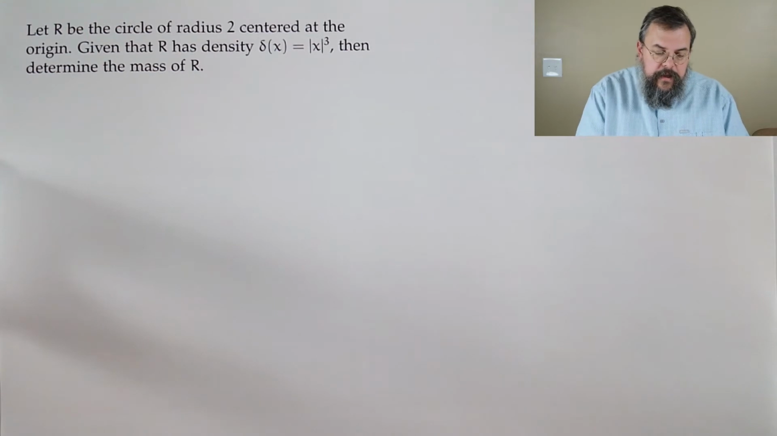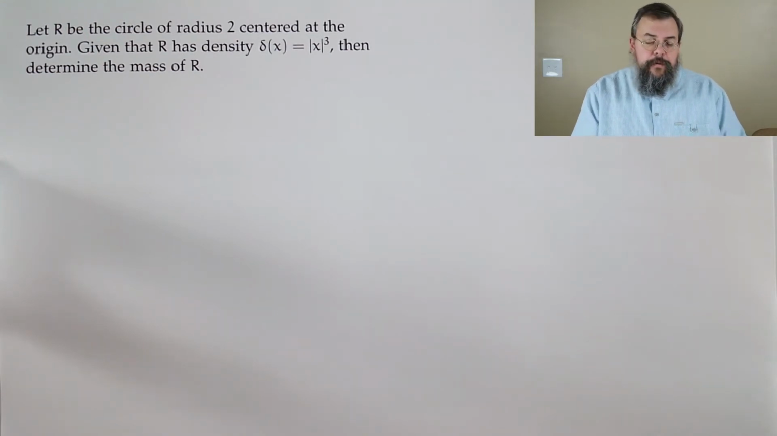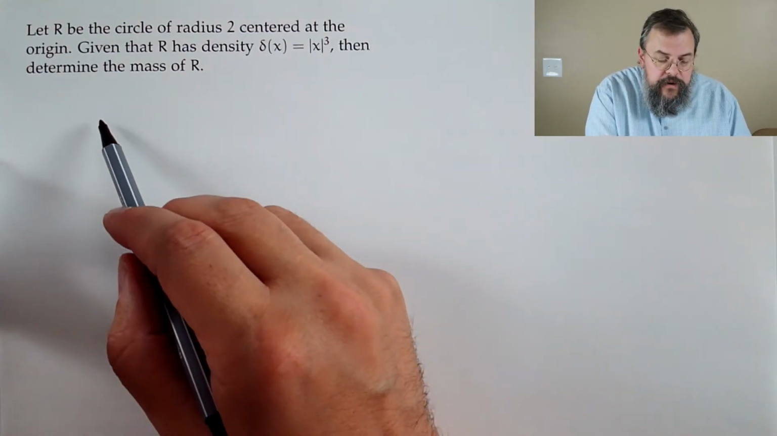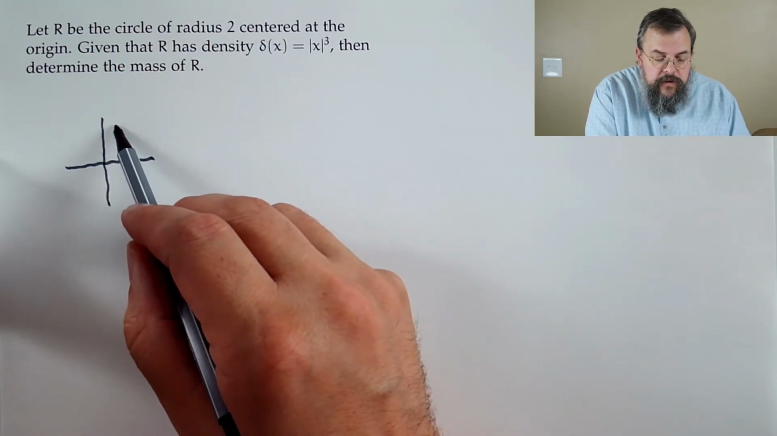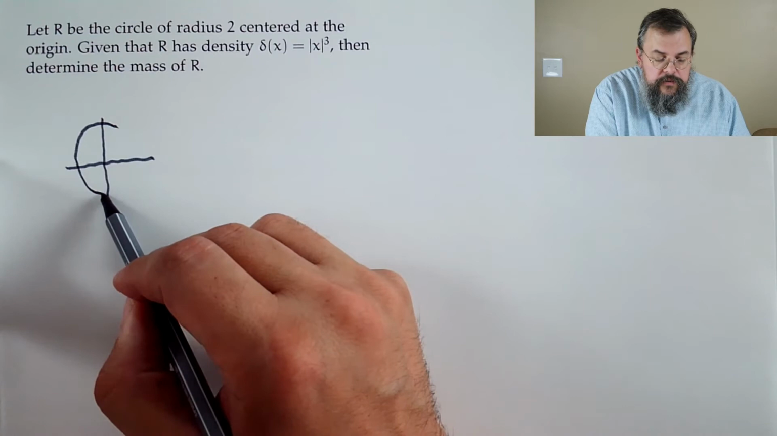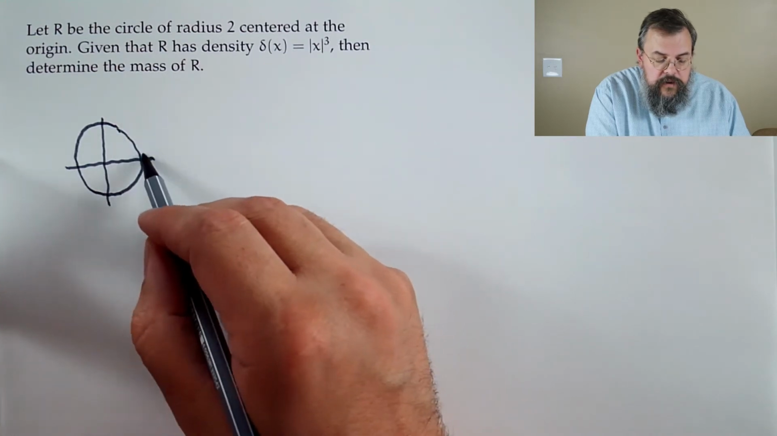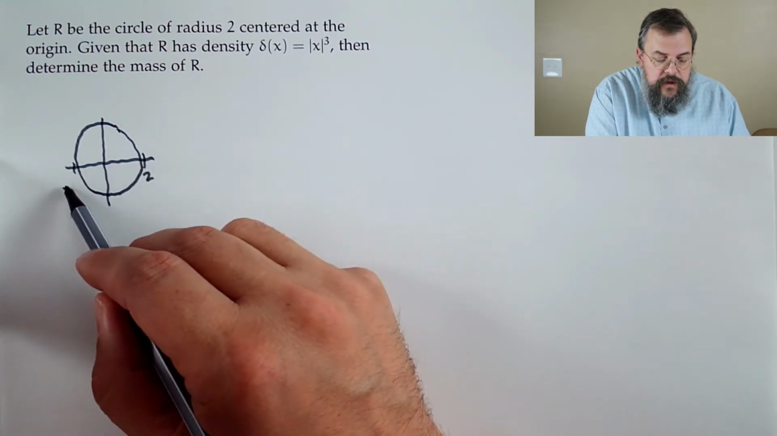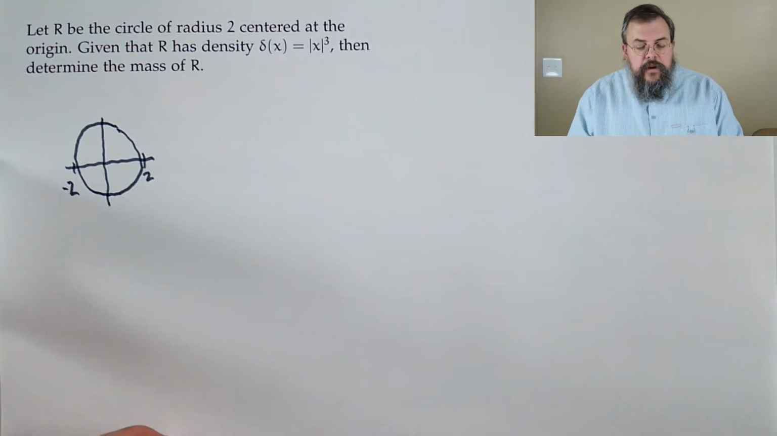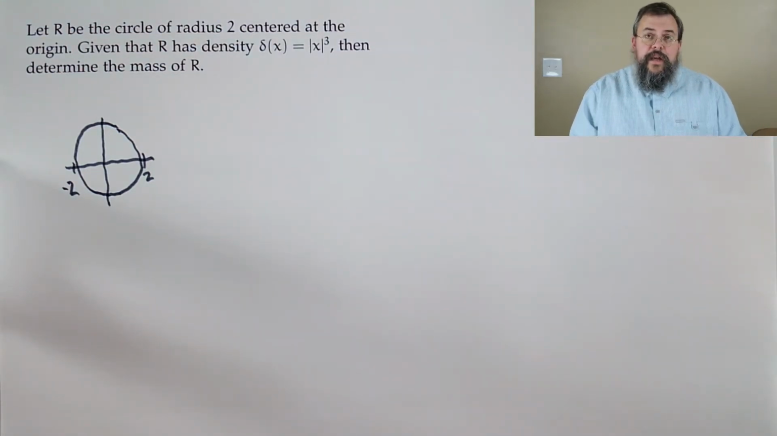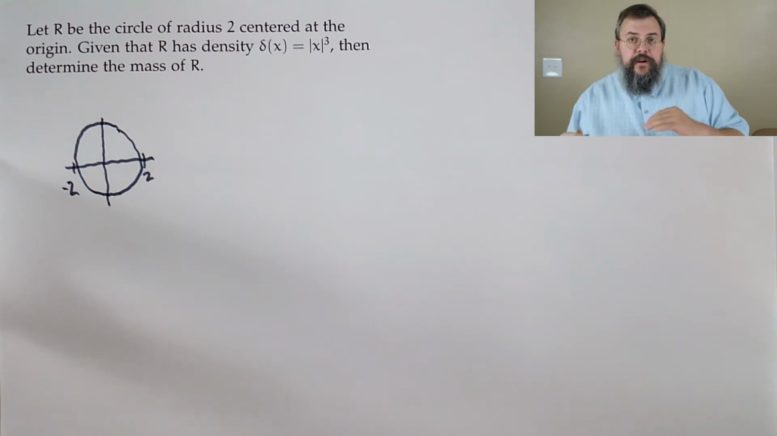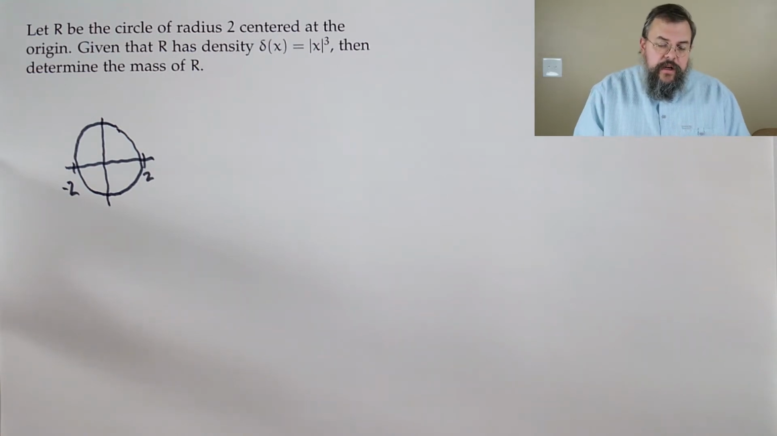Okay, let's think of the picture and think about what we should do. Well, it's a circle centered at the origin. So we draw our axes. Radius of 2. So, for instance, here is positive 2. Here's negative 2. And it's not uniform, in the sense that we don't have uniform density. So it's going to be thicker in some parts and thinner in other parts.